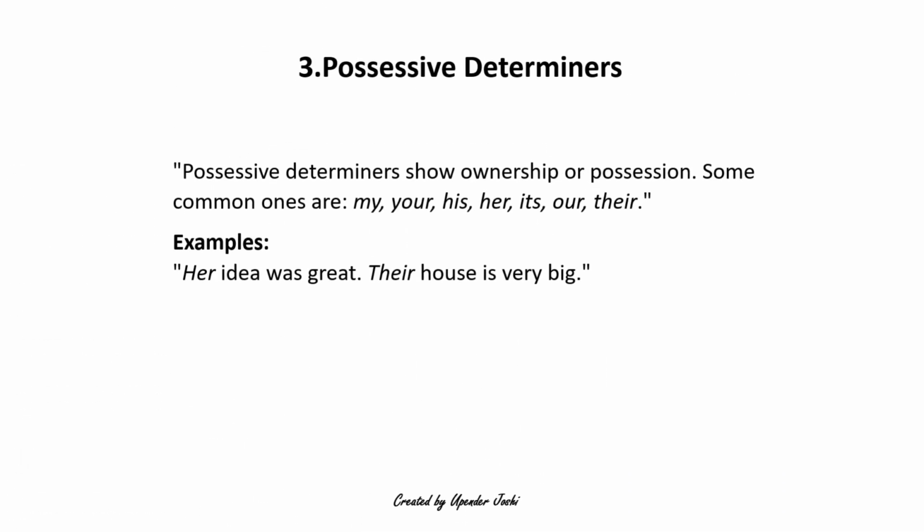Possessive determiners show ownership or possession. Some common ones are my, your, his, her, its, our, their. Examples. Her idea was great. Their house is very big.